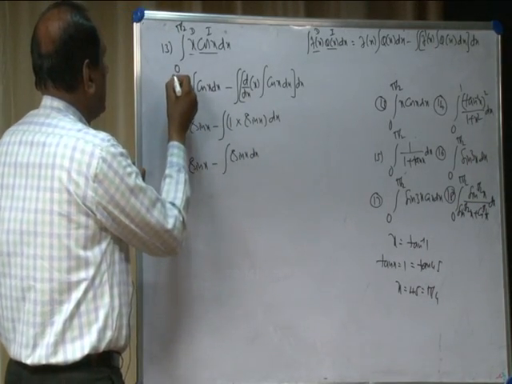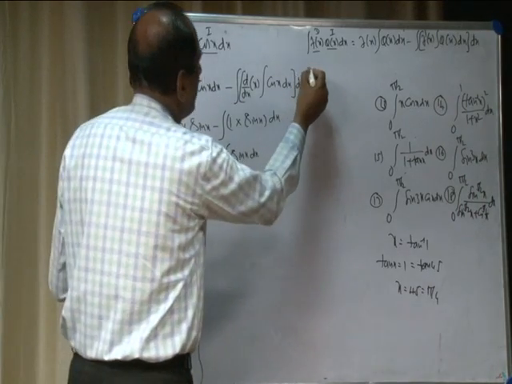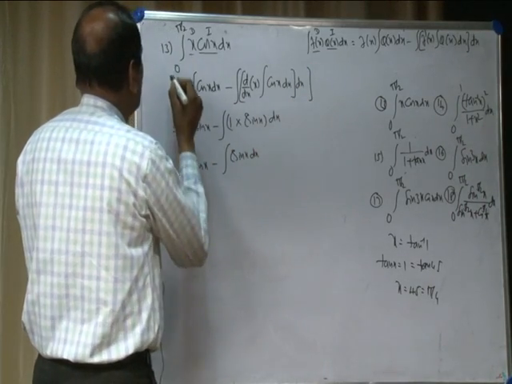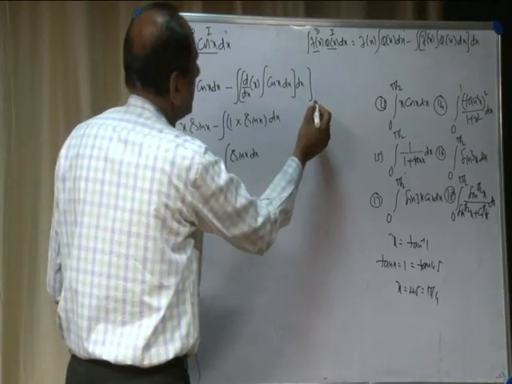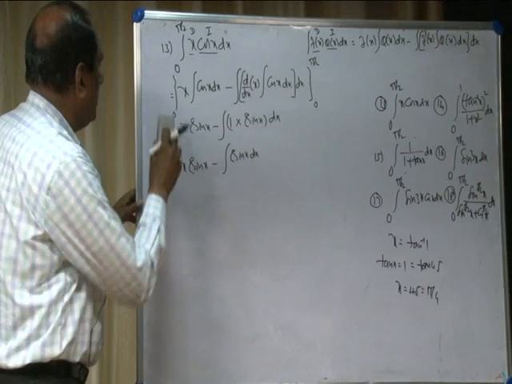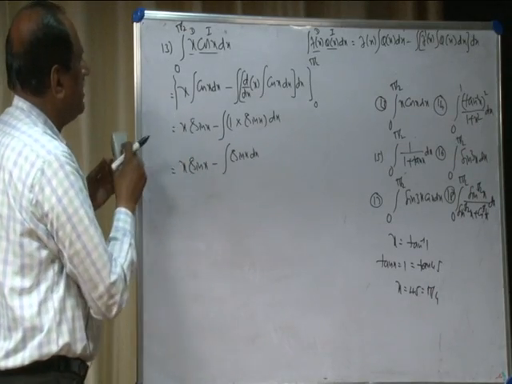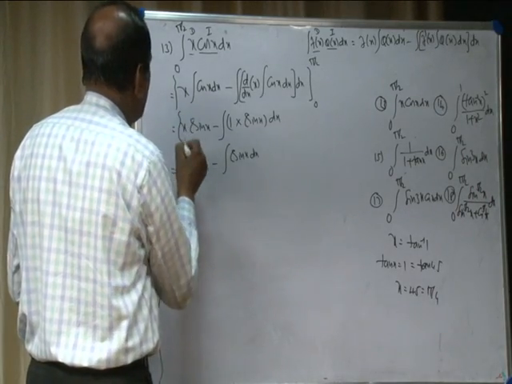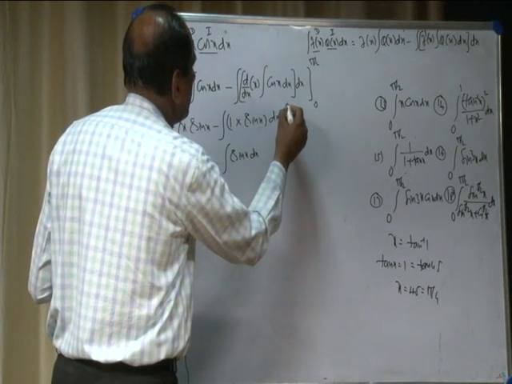Between the limits, write a flower bracket, 0 to pi by 2. So, we can write here 0 to pi by 2. In all the cases, you must write the limits, that is 0 to pi by 2.